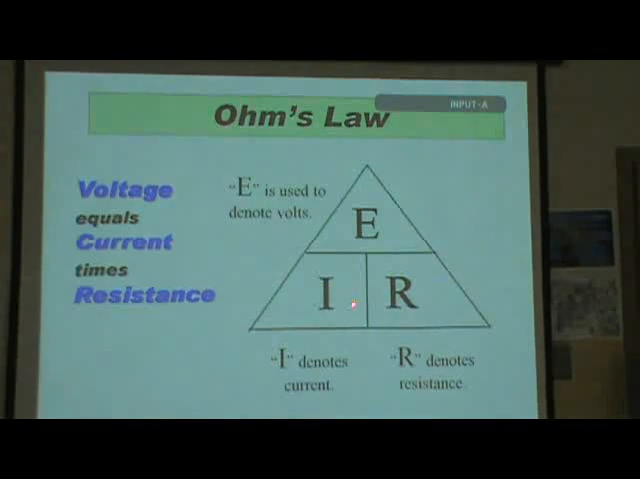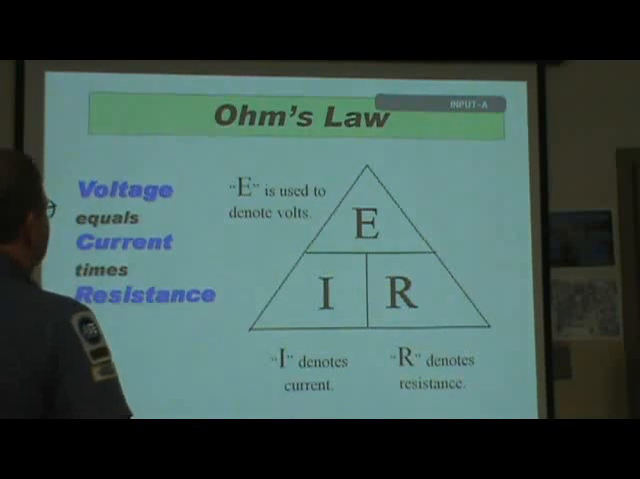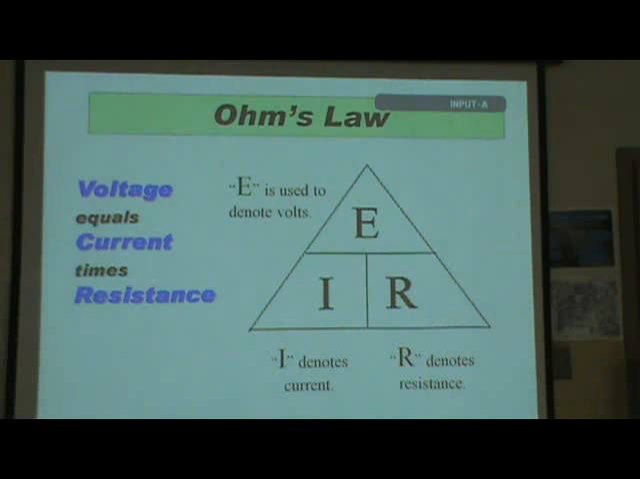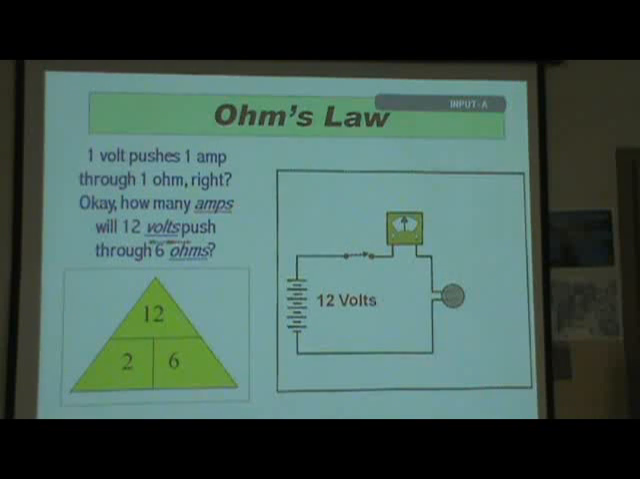Okay? See this? E = I x R. E is volts, I is current, R is resistance. Voltage equals current times resistance. Okay? 1 volt pushes 1 amp through 1 ohm. So how many amps will 12 volts push through 6 ohms? Somebody tell me. That's ohms. That's amps. Got it? Current flow, 2 amps.